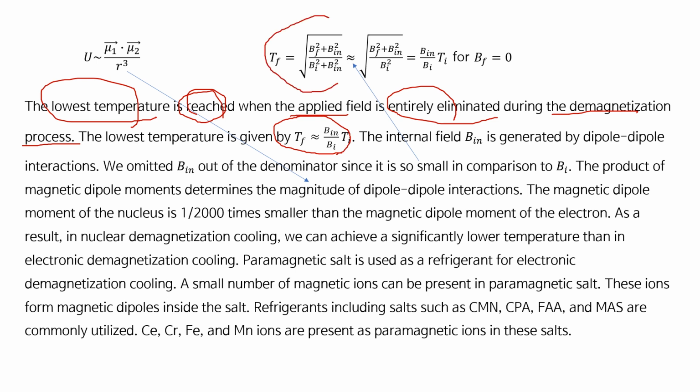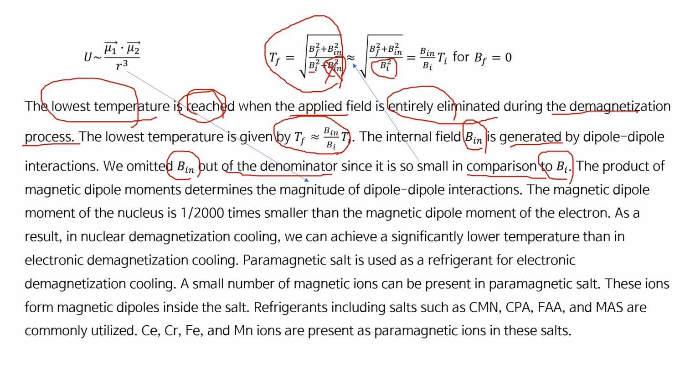So this is the original equation, and the internal field B_in is generated by dipole-dipole interactions. We omitted B_in from the denominator in this process, because this value is very small compared to B_i, so we can eliminate this term. So we have this equation. We omitted B_in from the denominator since it is so small in comparison to B_i.